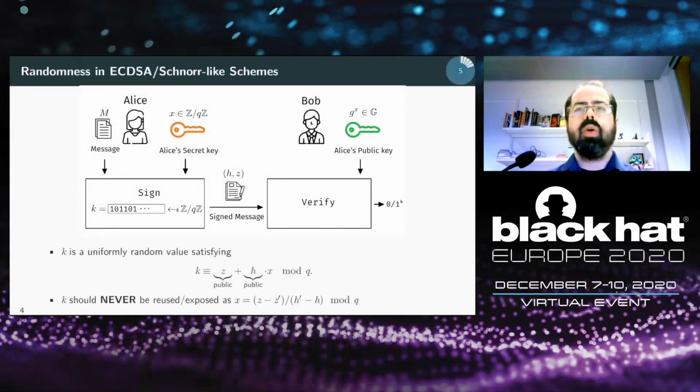Let's assume a scenario where Alice and Bob want to exchange digital signatures. So Alice generates a private key and sends her public key to Bob for verifying signatures. When Alice wants to sign a message, she generates a nonce and combines the nonce with the message and the private key to compute the signature that can be sent to Bob for verification.